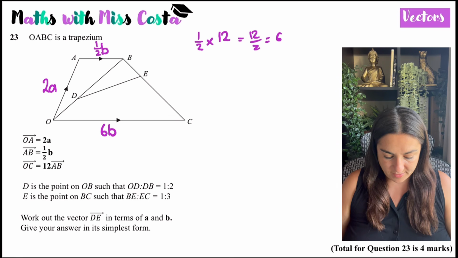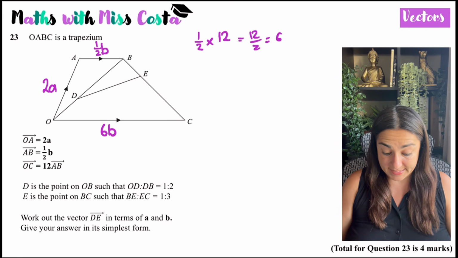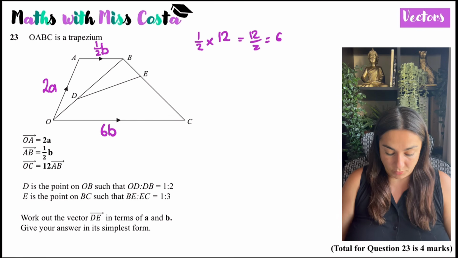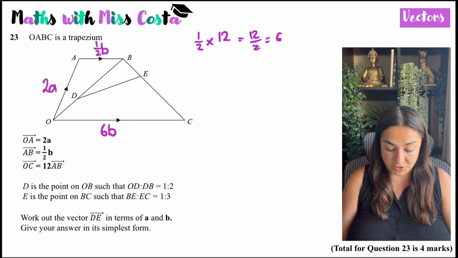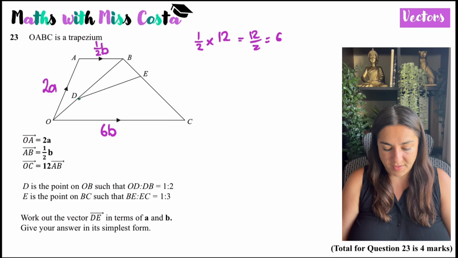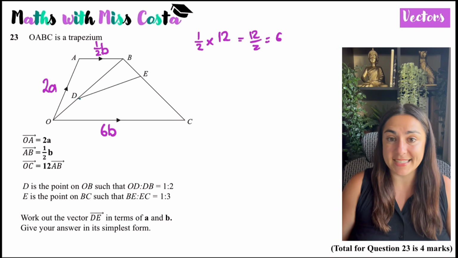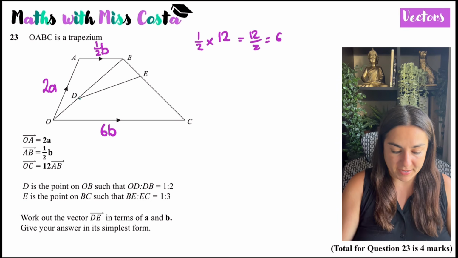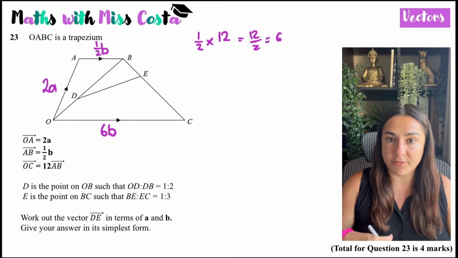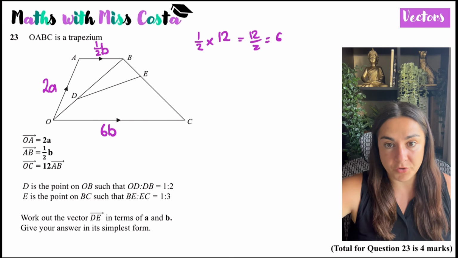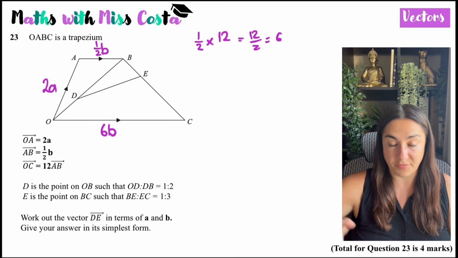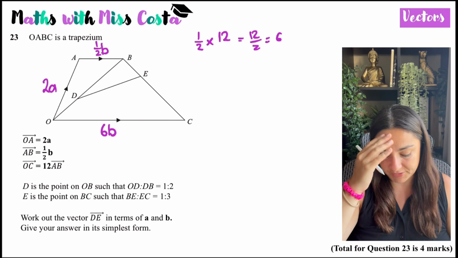I'm told then that D is the point on OB such that OD to DB is 1 to 2, and E is the point on BC such that BE to EC is 1 to 3. I need to work out the vector DE in terms of A and B. So this is what I want to work out. I want to work out how to get from D to E, but with vectors you can only go along the vectors that you know. So if you think about it as like routes that have already been traveled, you can only go down the known roads. You can't just fly into space without following a route that's been given to you.